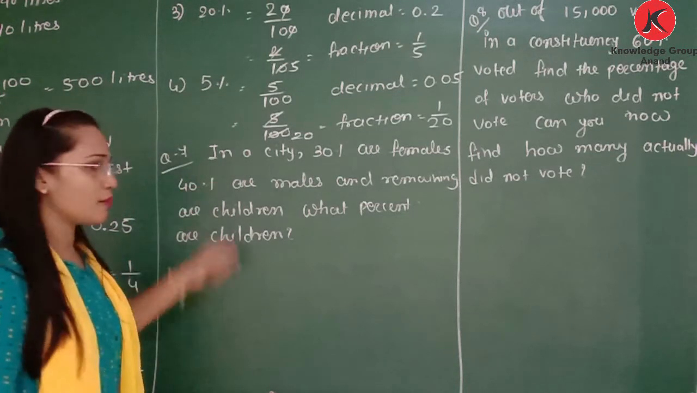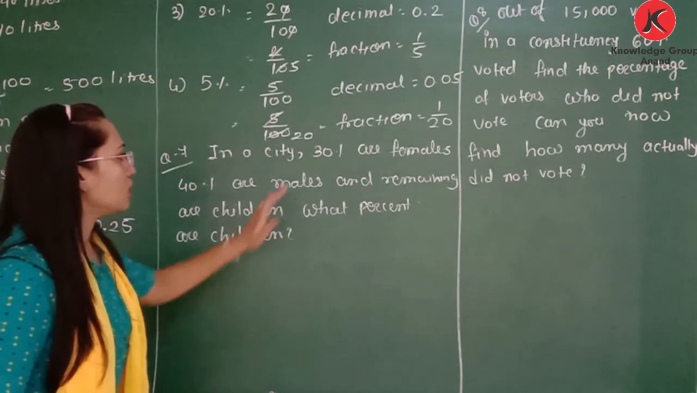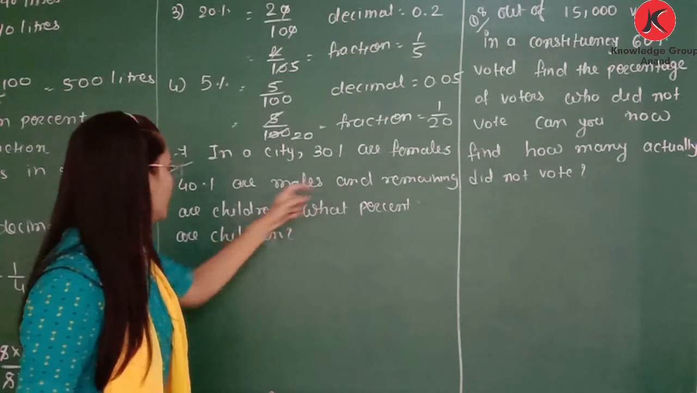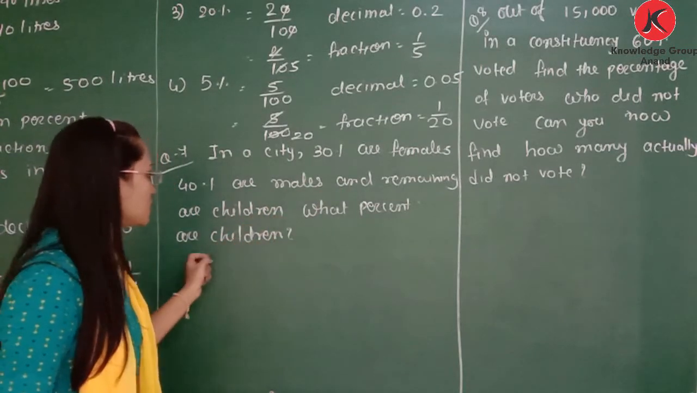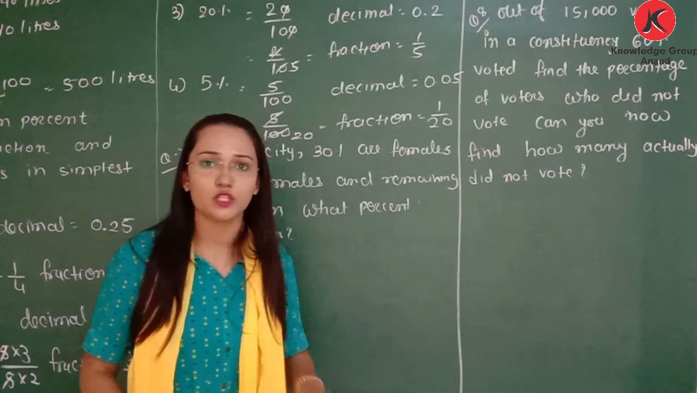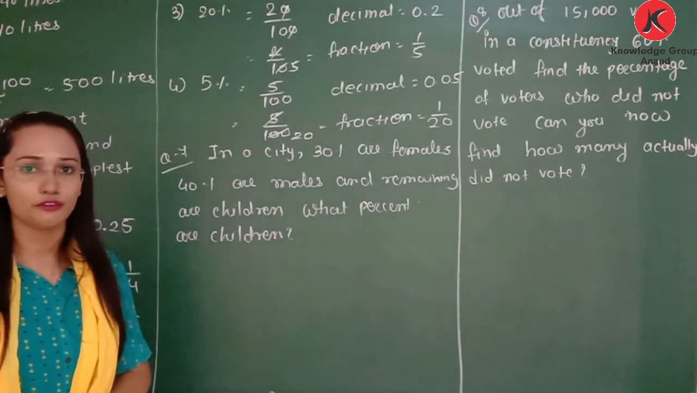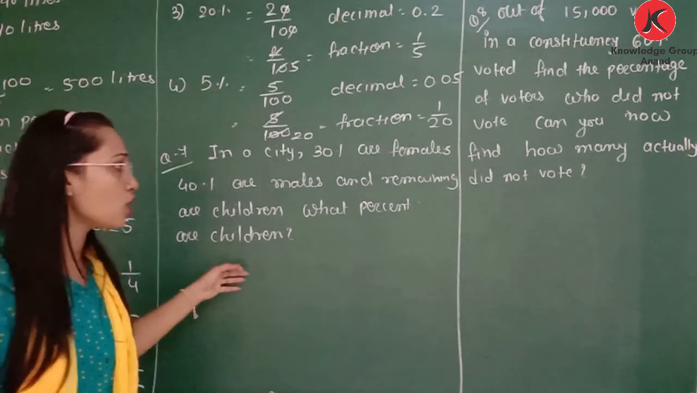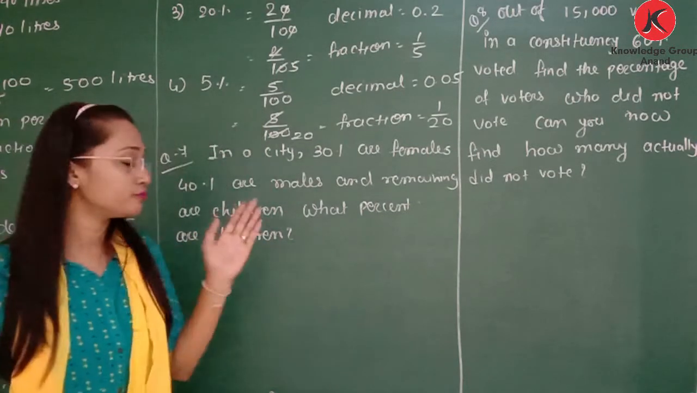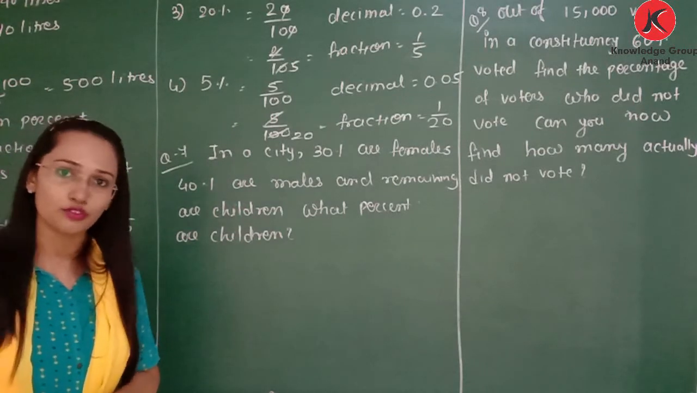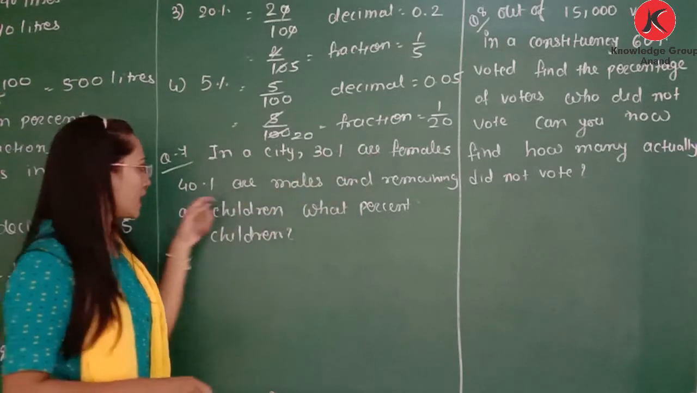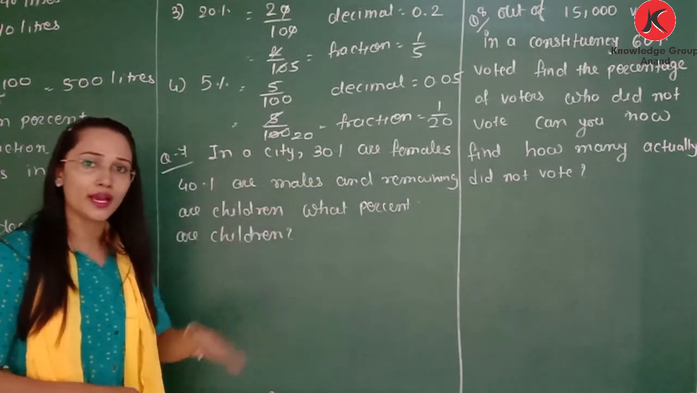Now next one, example 7. In a city, 30% are females and 40% are males, and the remaining are the children. What percent are children? Whenever it is about percentage, it is always counted from 100, because in the denominator we are considering 100. So from 100, 30 are females and 40 are males. So the remaining are the children.